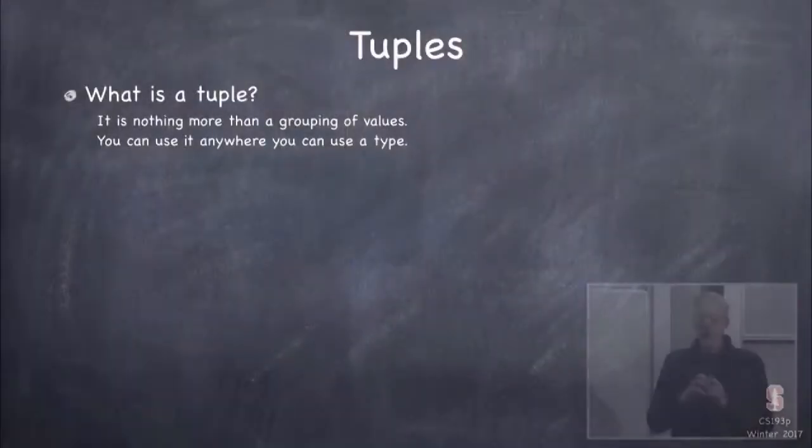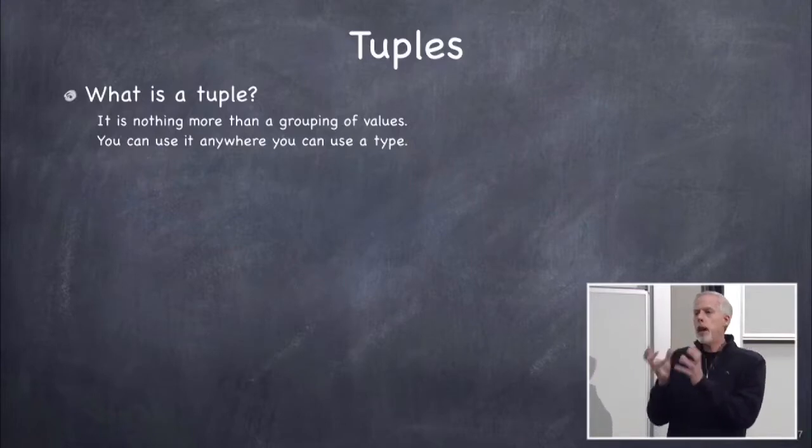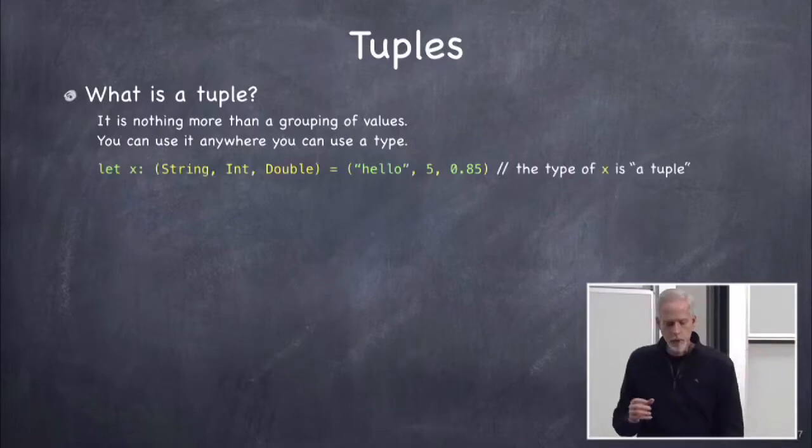All right, tuples. I had you skip tuples in reading assignment 1, but you'll be reading about them in assignment 2. What is a tuple? Super simple. It's just a grouping of values, and you can use it anywhere you're using a type. What does a tuple look like?